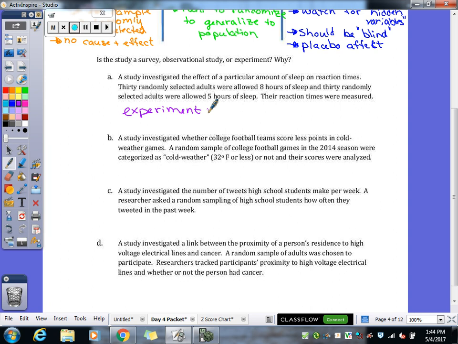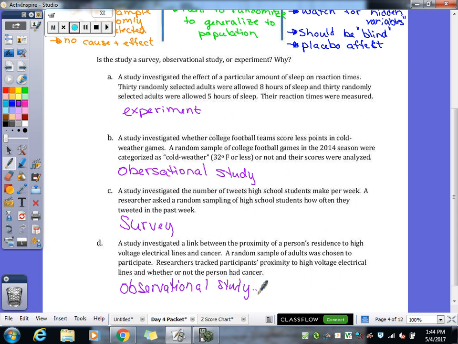B. What was B? Observational study. They watched and reported after the fact. C. C was a survey. They just asked questions of the participants. And then D, observational study. That one was not an experiment because they did not assign people to move next to the electrical lines. They just did. So that made it an observational study.